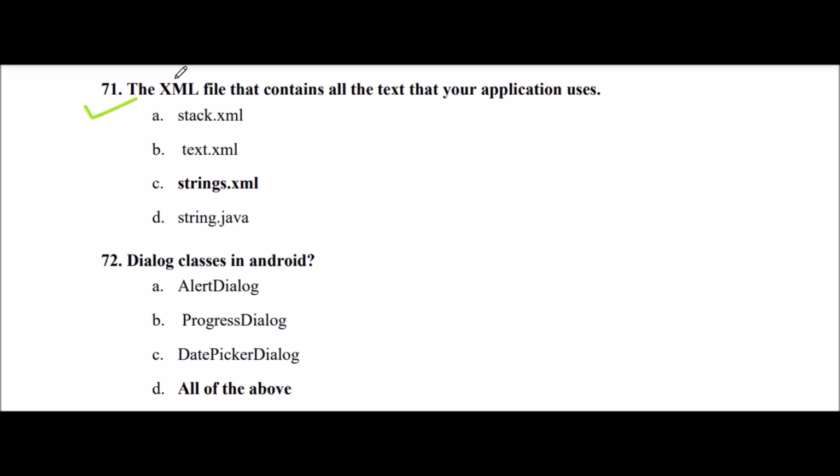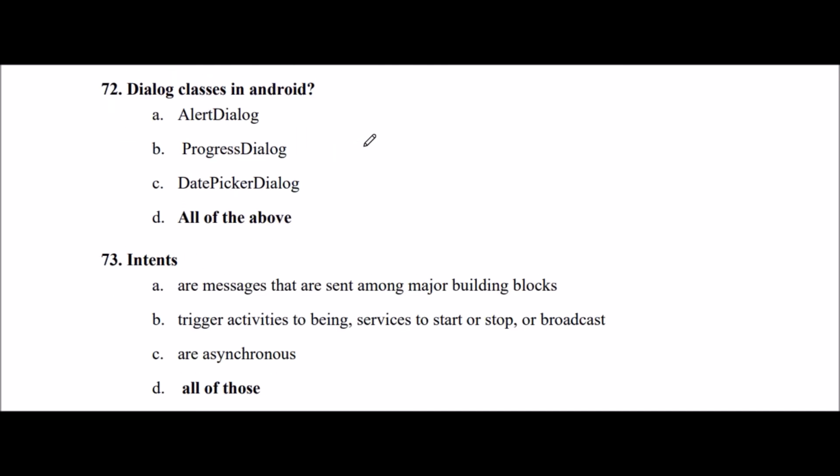Next question. The XML file that contains all the text that your application uses, that is strings.xml. Strings.xml is an XML file in your Android project that contains all the text that your application uses throughout a particular application development. Next question. Dialog classes in Android. Maybe alert dialog, maybe progress dialog, and maybe date picker dialog. That's why option D is correct.